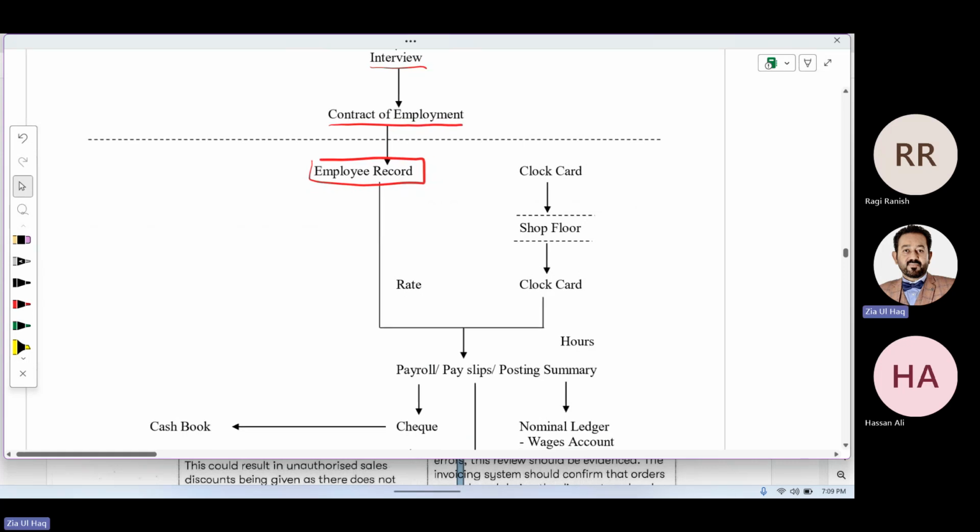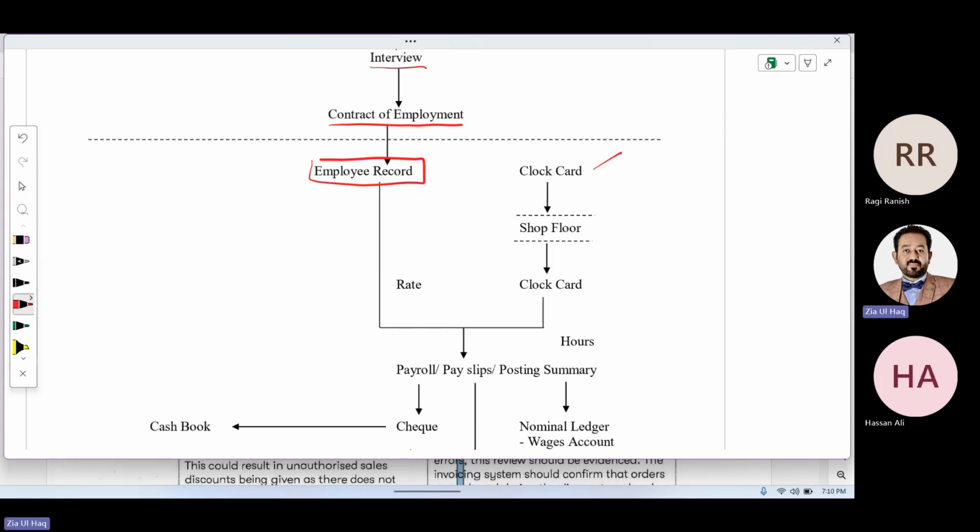Now, the employee, at the start of the day, before starting the work, will perform clock in. It means either he will insert a card in a machine and the machine will write down the start time, or he will scan a card on a scanner and the start time will automatically be recorded into the system, or he will record the start time by thumb impression or through face ID. His start time will be recorded. And then he will move towards the shop floor. Shop floor means the area where he will work.